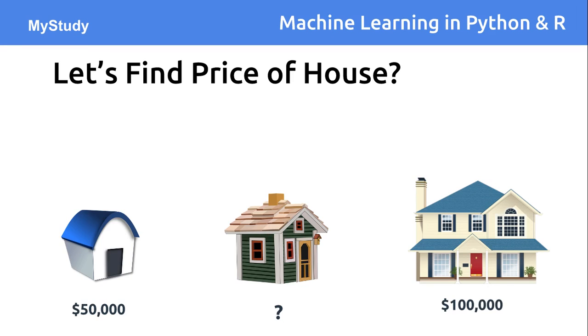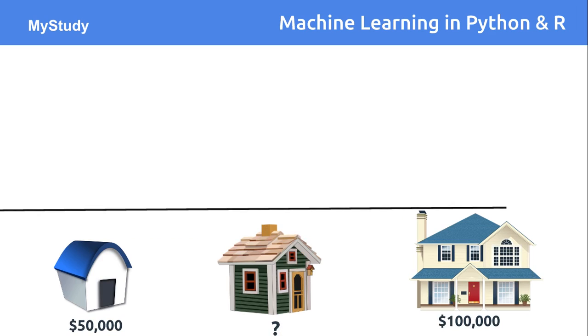So let's put it into two-dimensional coordinate geometry and try to find out what the possible house price can be, based on the other house prices available to us. Let's put the house size along the x-axis and its price along the y-axis. So let's plot these points onto this two-dimensional coordinate geometry. For the smaller house we have a dot here. In terms of size it's small and its valuation is $50,000.